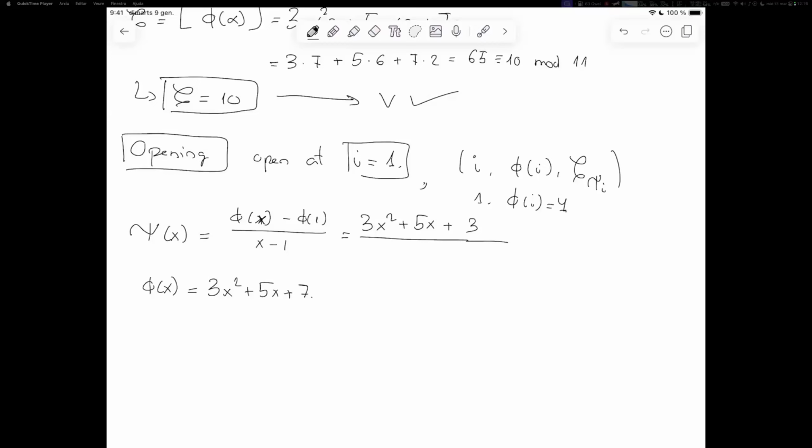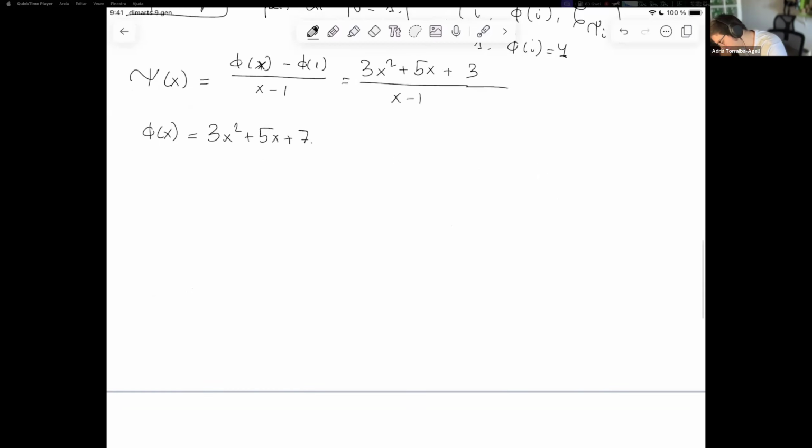x minus 1. Perfect. So now we are going to divide the polynomial in the numerator by the polynomial in the denominator. If we did that well, we should obtain a polynomial without a residue, without a remainder. I don't know how you divide polynomials, but I do it old school. What is the result of this?